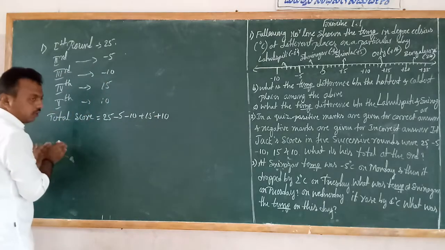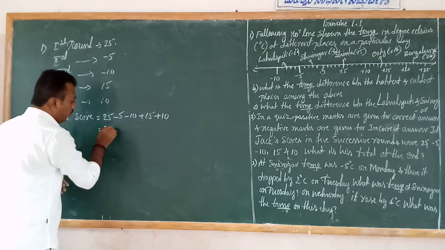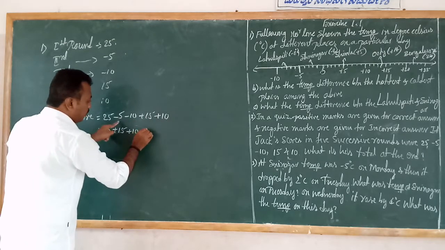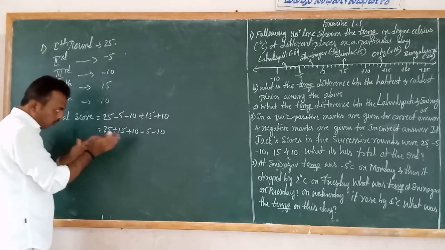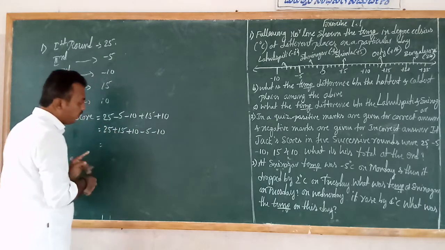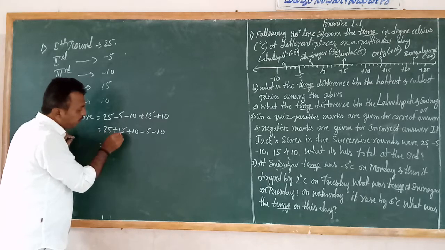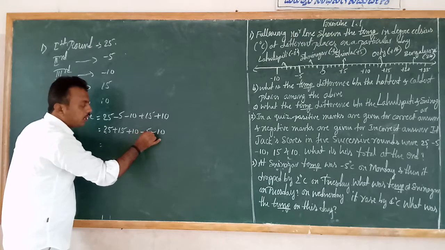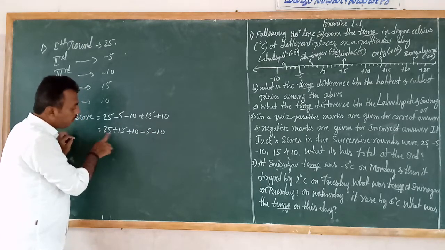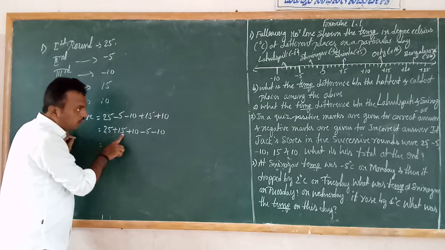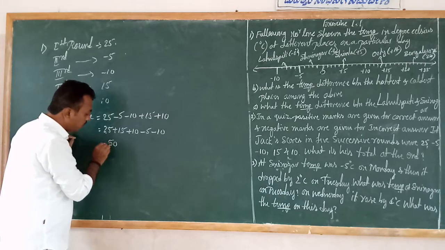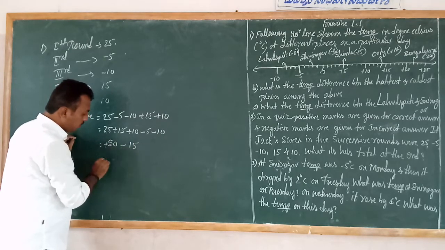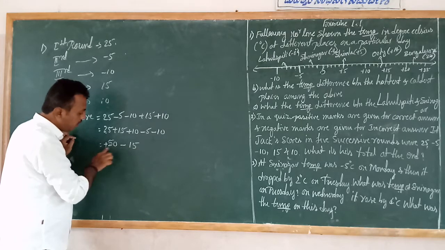So first we have to write the positive numbers, after that the negative numbers. So 25, then plus 15 and plus 10. Here minus 5 and minus 10. So positive numbers and negative numbers I will write in different places. 25 plus 15 plus 10, you should add these numbers, and 5 and 10, these two numbers you should also add, because with the same sign we have to do addition. So 25 plus 10 is 35, 35 plus 5 is 40, 40 plus 10 is 50. So this is plus 50. So minus 10 minus 5 is minus 15.